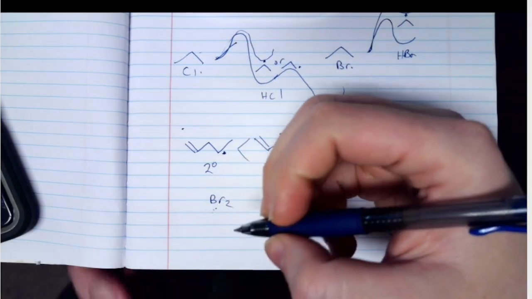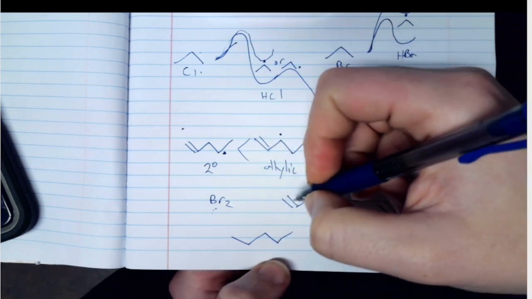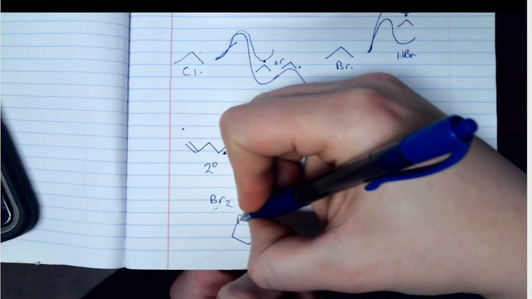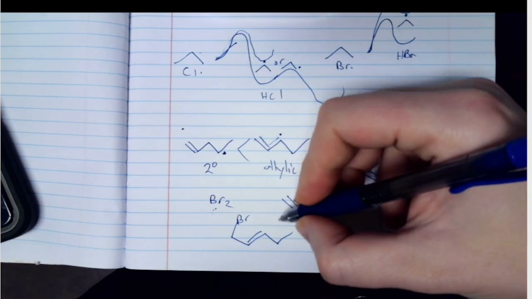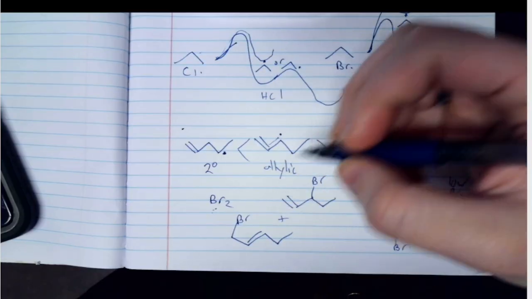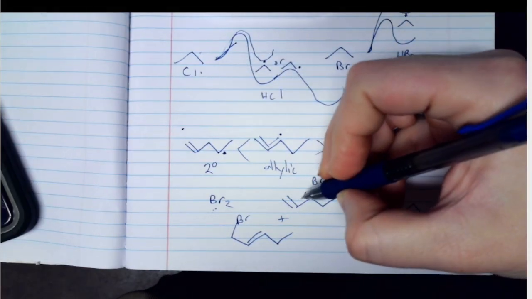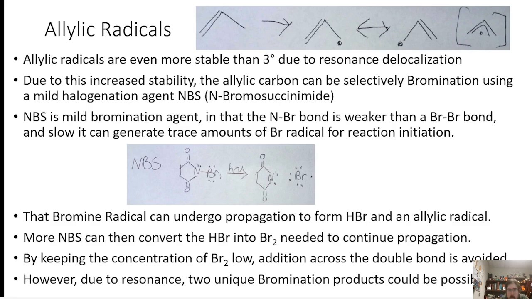But the other thing that the end of the slide says, because this is conjugated, because it's delocalized through here, you're also going to form this species. So you're going to get these two species where the double bond is going to delocalize in that region. So you get two unique bromination products.